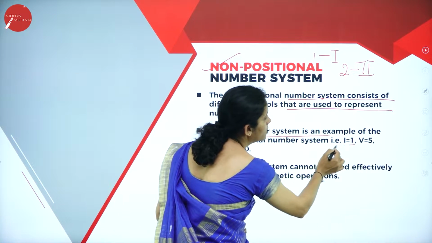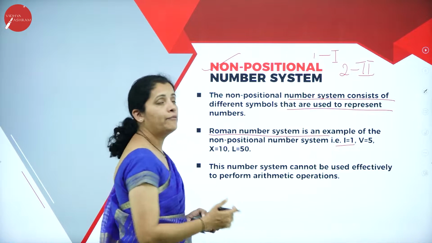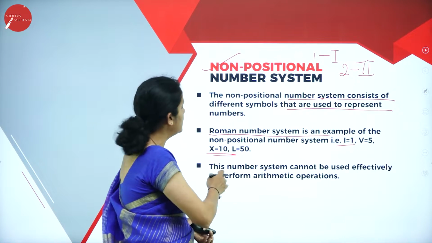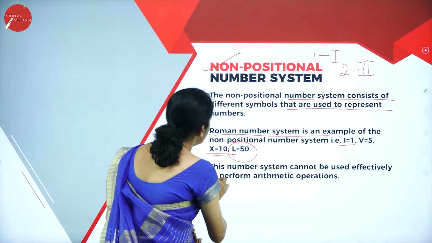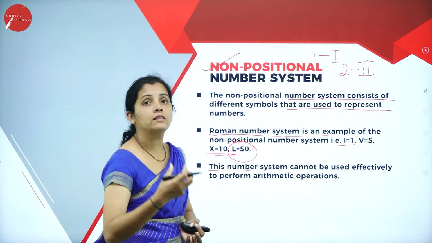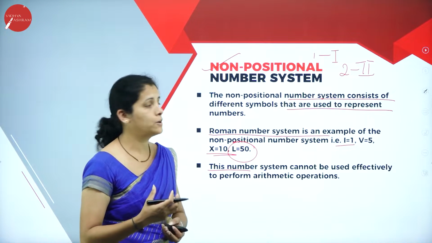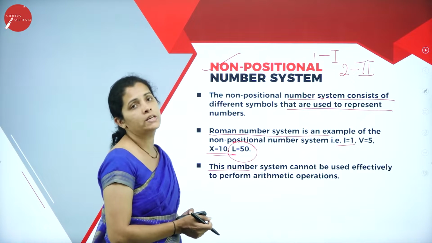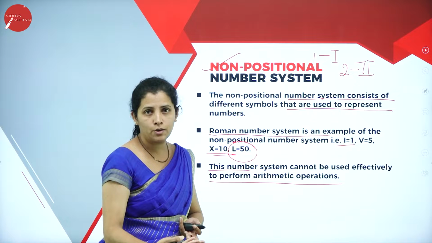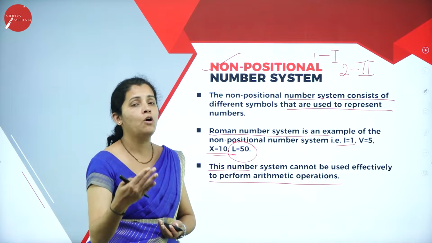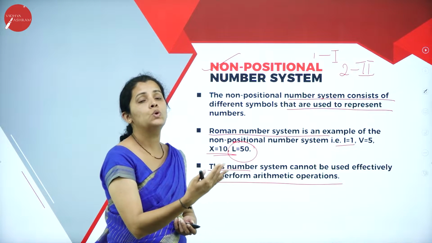If I write capital letter I, then it is 1. If I write capital letter V, then it is 5. If I write capital letter X, then it is 10. If I write capital letter L, then L is nothing but 50. So, it's very difficult to perform addition, that means arithmetic operations. By using the non-positional number system, it is very difficult to perform basic arithmetic operations. This number system cannot be used efficiently to perform arithmetic operations. So, what kind of arithmetic operations? They are nothing but the basic operations like addition, subtraction, multiplication or division. So, by using Roman numerals, we are not able to perform the arithmetic operations so effectively.